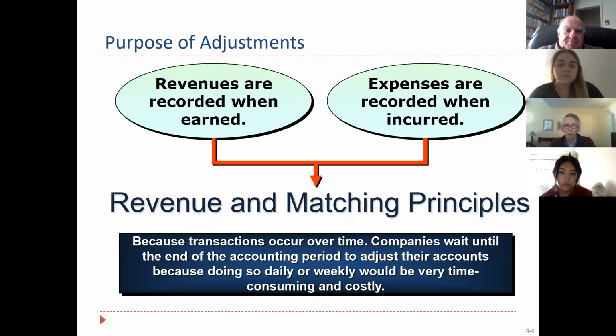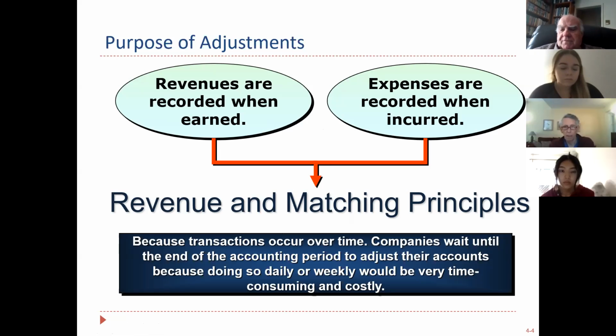Purposes of the adjustments. Revenues are recorded when earned, as we know, and expenses are recorded when incurred, when they take place. Transactions occur over time. The end of the month, you must figure out what revenues you've earned but not recorded, and same thing with expenses. Because transactions occur all the time, companies wait until the end of the period to adjust these accounts. You could theoretically do these daily, but that would be a terrible waste of time, okay? You're gonna wait until the end of the month to adjust.